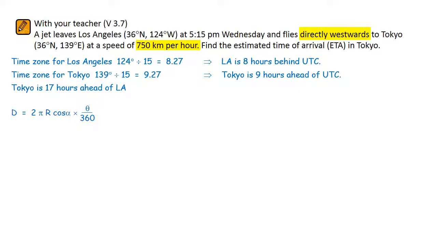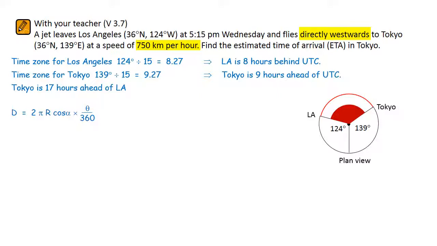which we can find by using a plan view diagram. Tokyo is 139 degrees to the east, Los Angeles 124 degrees to the west. Flying westwards from Los Angeles will mean anti-clockwise in this diagram, so the angle theta will be as shown here in red. It can be found by totaling the longitudes and then subtracting from 360 degrees. Theta equals 97 degrees. Substitute into the formula to find the distance.